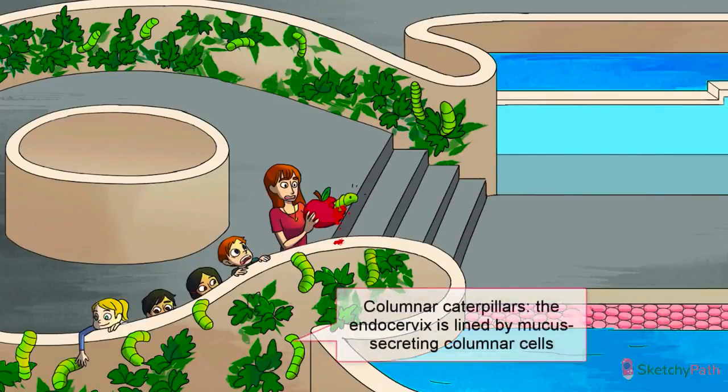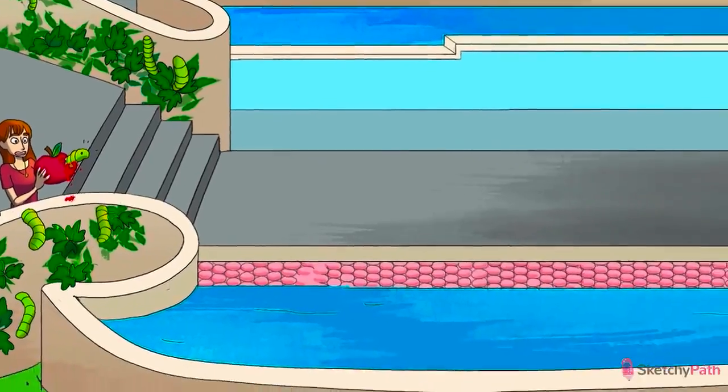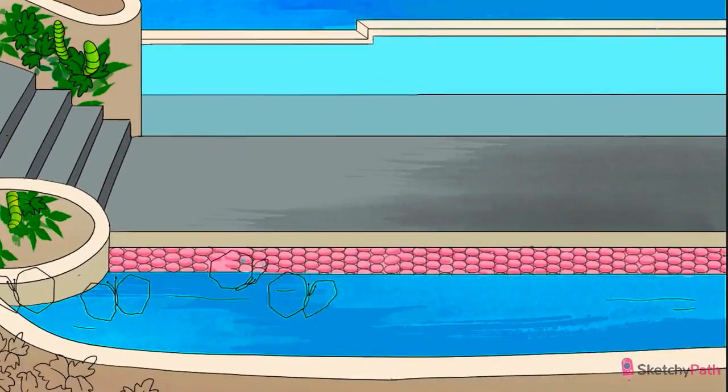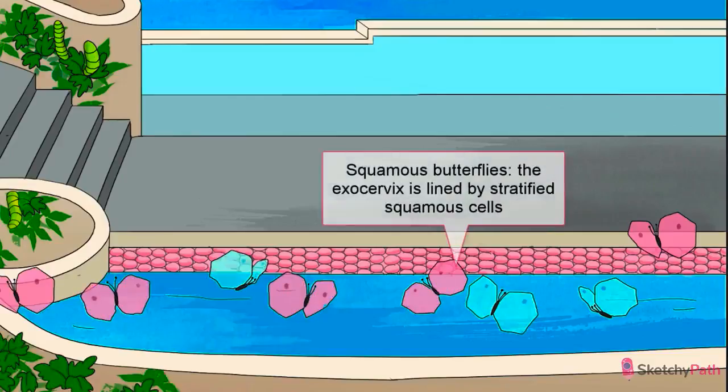All right, let's look at histology. The epithelium that lines the endocervix looks more like the uterus. That means it's comprised of mucus-secreting columnar cells. Just think of these chubby columnar caterpillars on each side of the staircase. The exocervix, on the other hand, looks more like the vagina, so it's lined by stratified squamous epithelium, as depicted by these flat squamous butterflies that line the rest of the botanical garden wall.